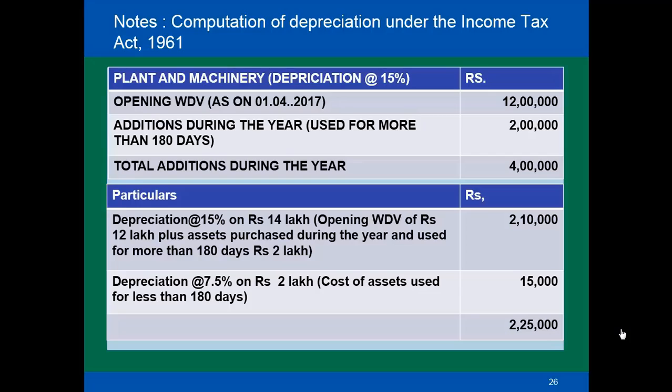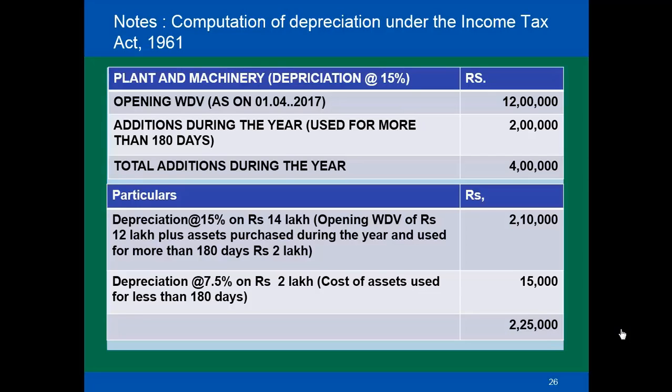Now in the question it is given that there is an opening written down value of plant and machinery as on 1st of April 2017 amounting to rupees 12 lakh. Some additions were made during the year and they were used for more than 180 days and these additions were amounting to rupees 2 lakhs. Total additions during the year were 4 lakhs.